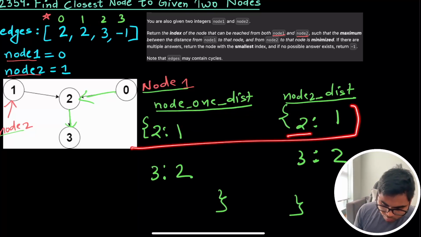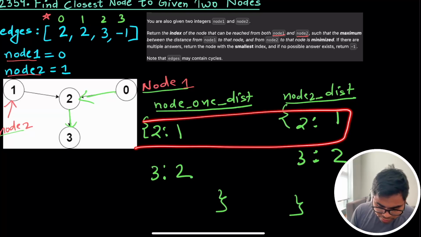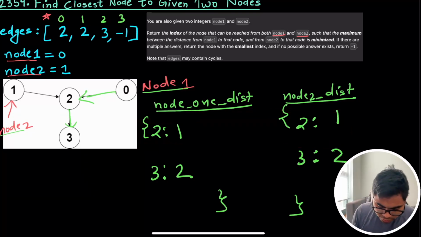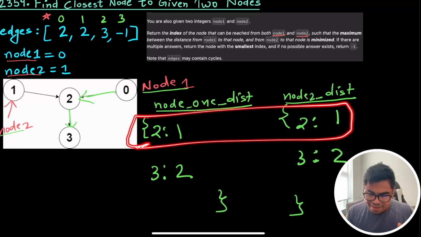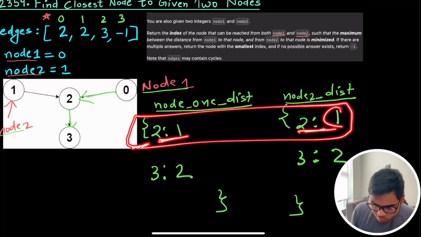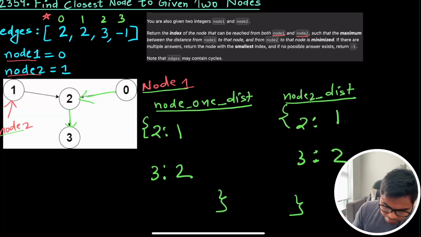So 2 is common, right? 2 is common because there might be some nodes that are not reachable by both node 1 and node 2, but we need to only look for the nodes that are reachable by both. So here 2 is reachable. What is the maximum distance right now in both of these? That is 1. So the maximum distance is 1, and we have to minimize it.